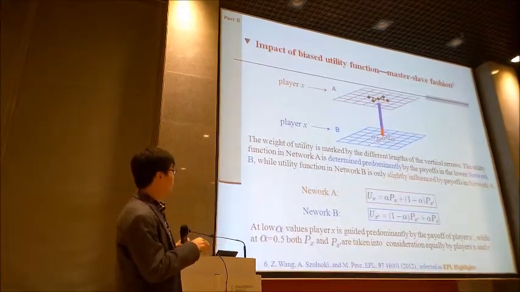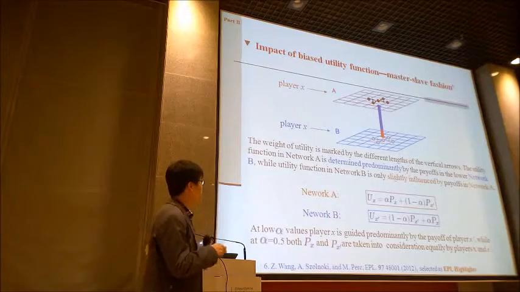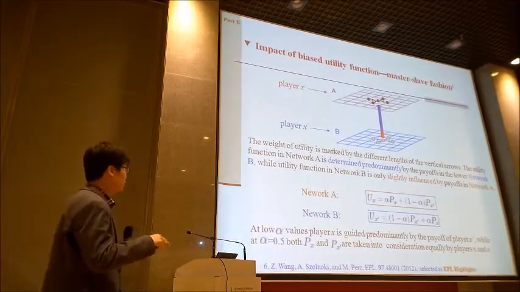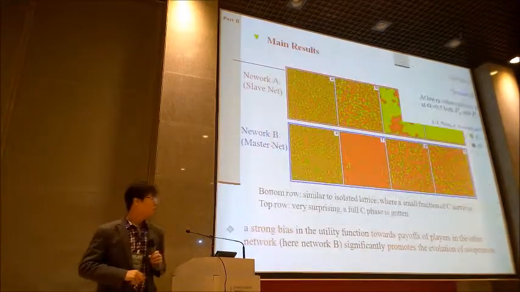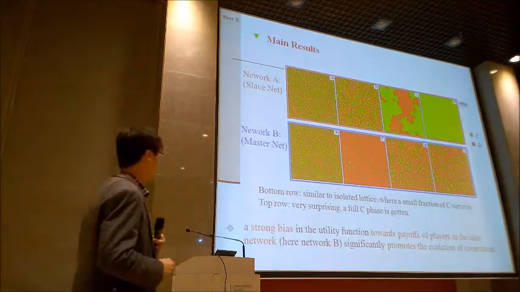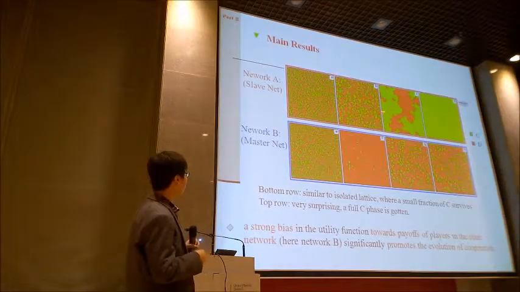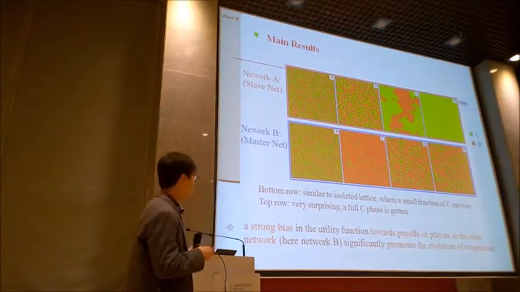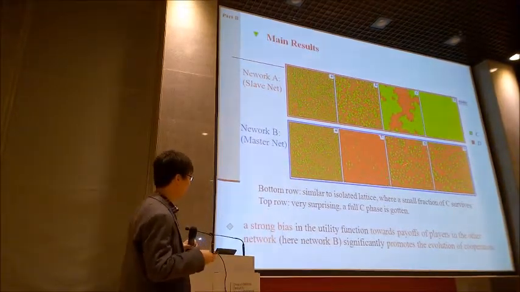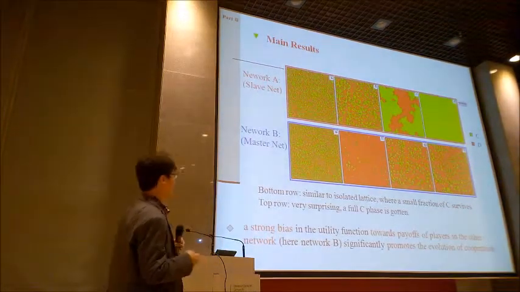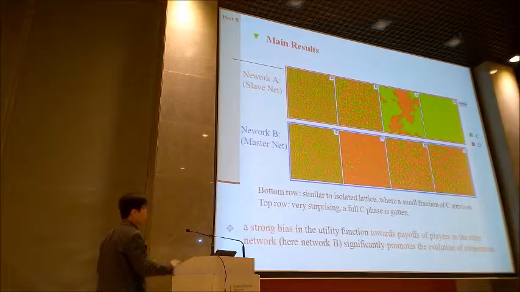From this figure, we can see the blue network will be the master network, and the red network will be the slave network. Under the same condition, or under the same distribution, we can see different networks lead to different results. For the slave network, we can see finally cooperation will dominate the system. But for the master network, only a small fraction of cooperation survived. So this biased utility function leads to the separation of cooperation on both networks.